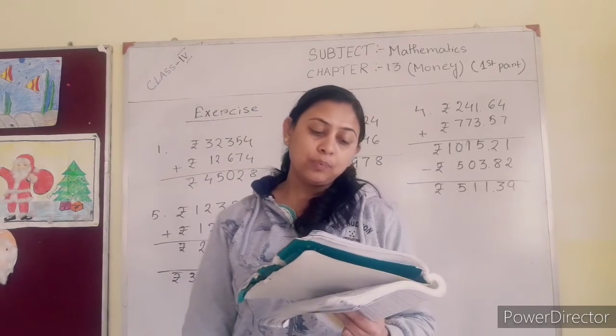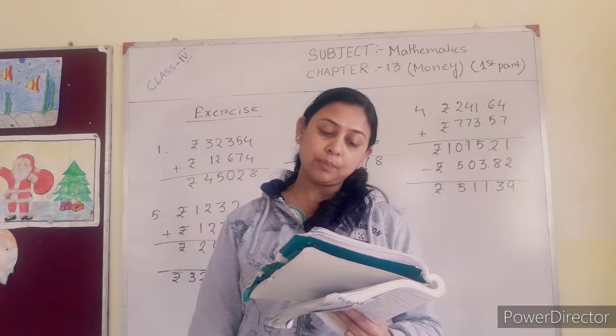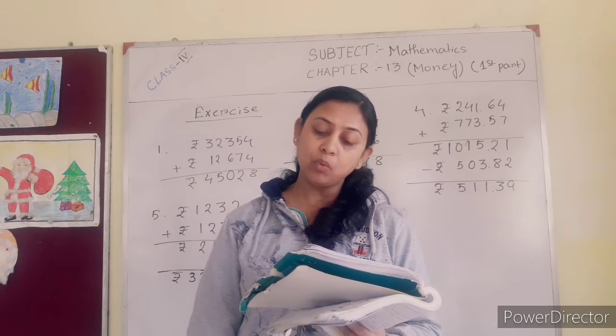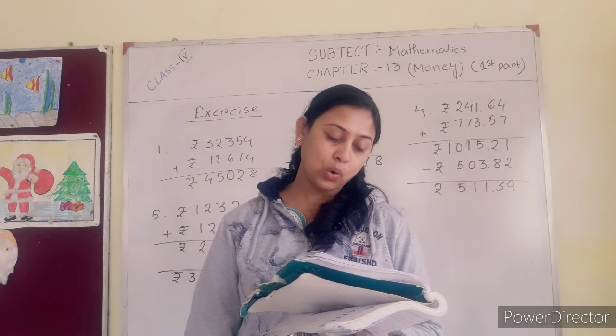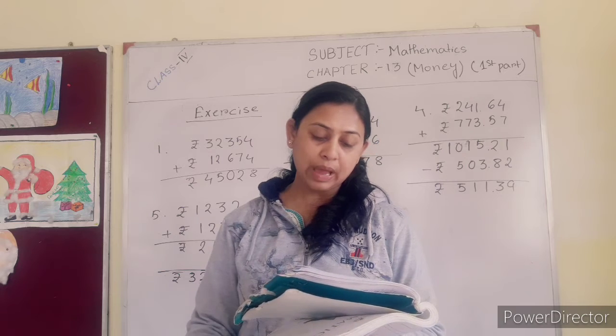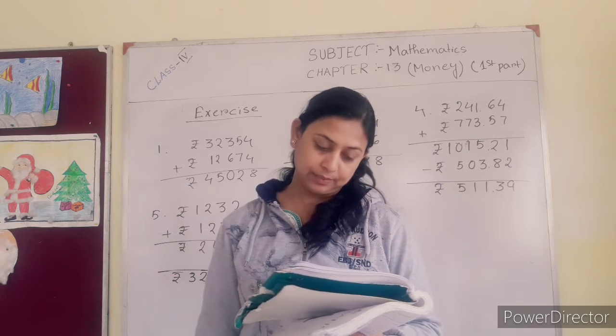Karina had rupees 4,500 in her purse. Her father gave her rupees 5,500 more. She put this amount also in the same purse. How much does she have in the purse now? So you have to add these two amounts and you will get your answer.